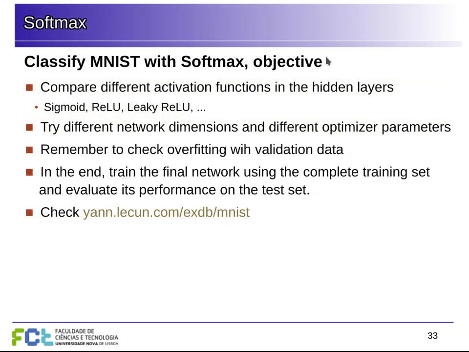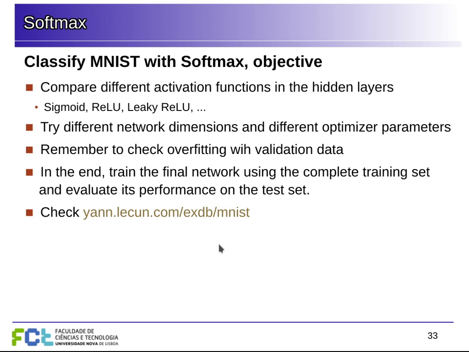So just to recap here, you're going to use this with softmax activation. You can compare different activation functions in the hidden layers. So if you use sigmoid with many layers, you probably bog down the training, but you can try rectified linear units, leaky, and so on. Try different network dimensions. So remember to check overfitting with validation data. I have an example in the lecture notes.